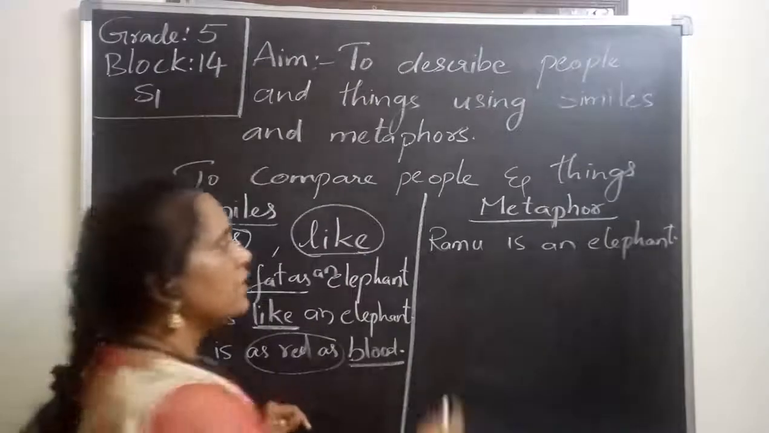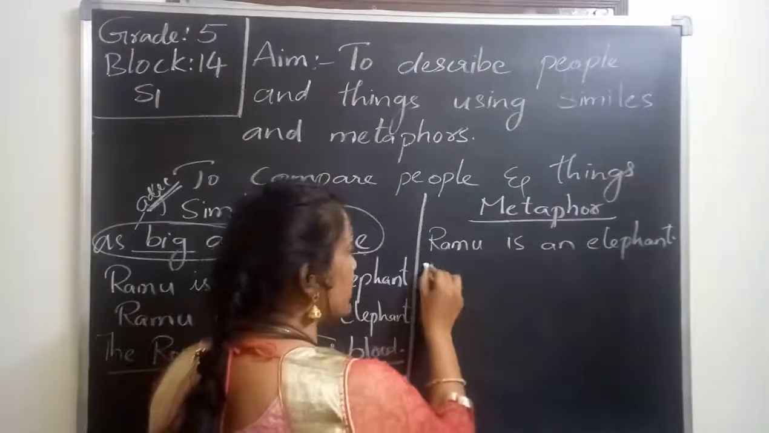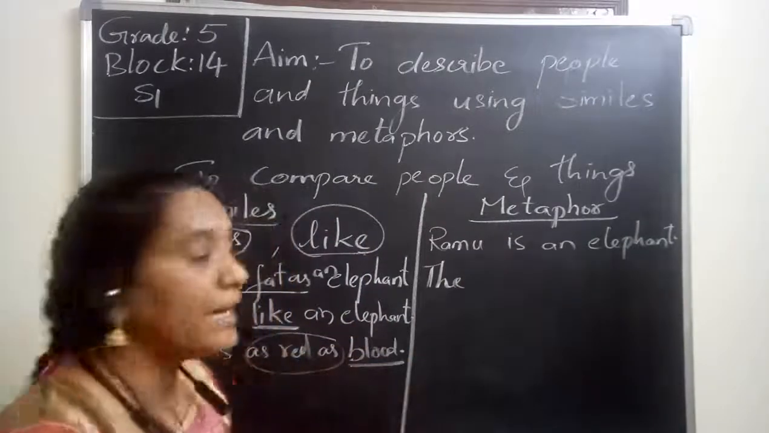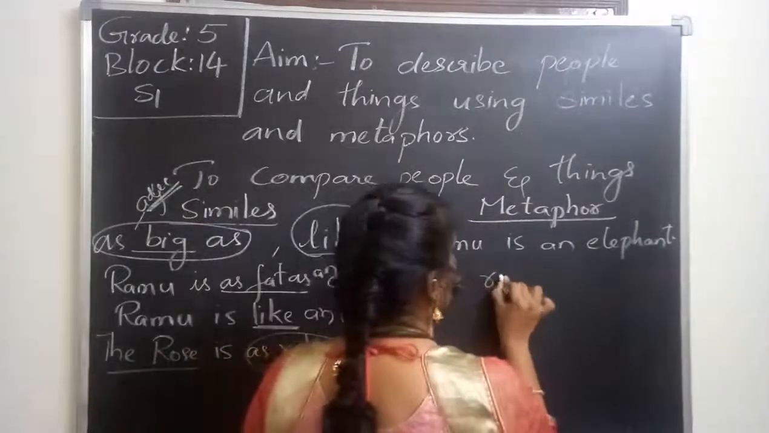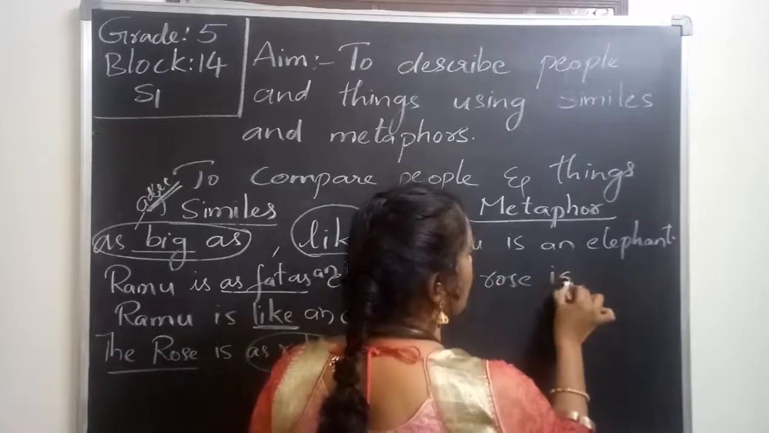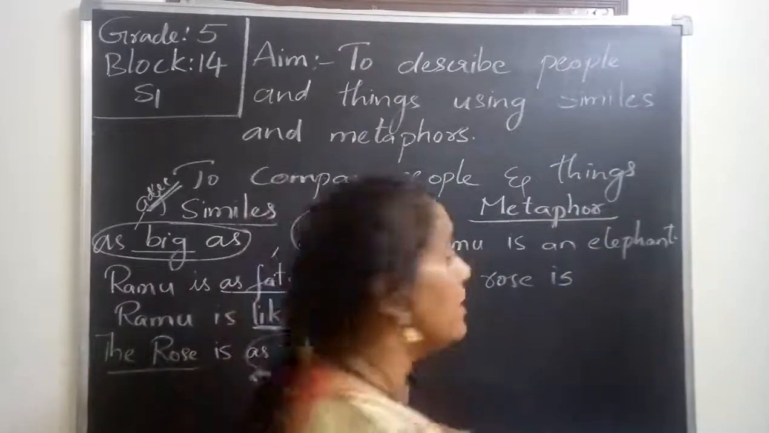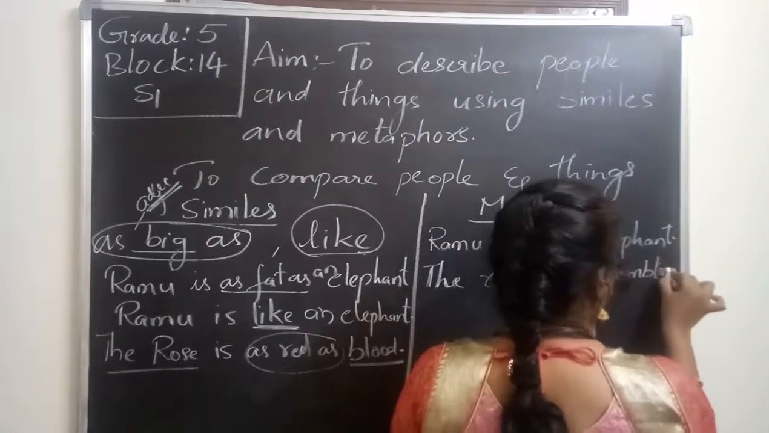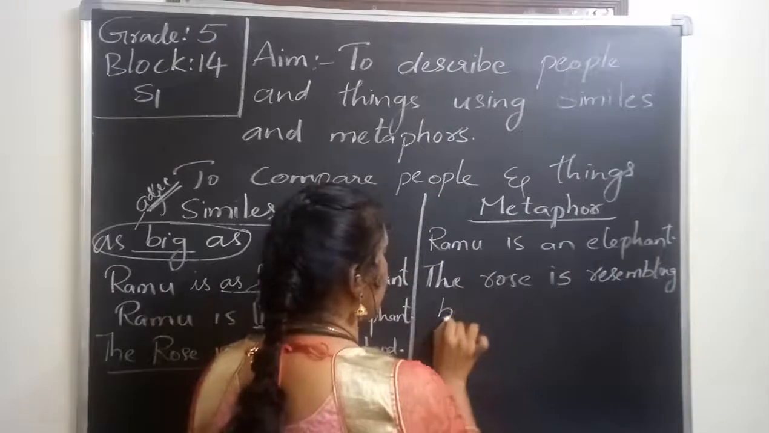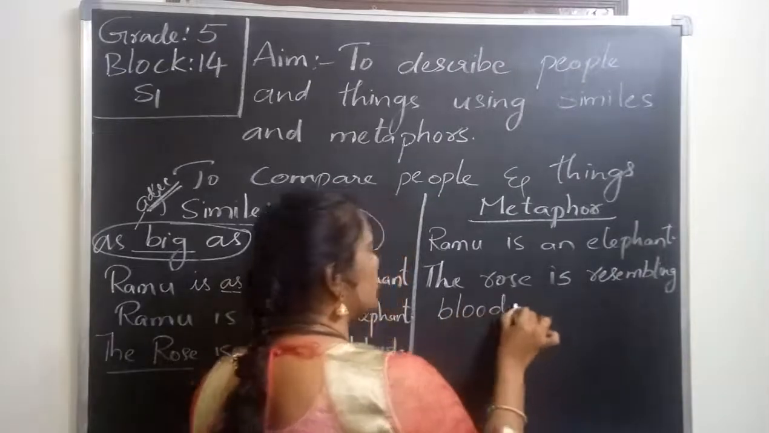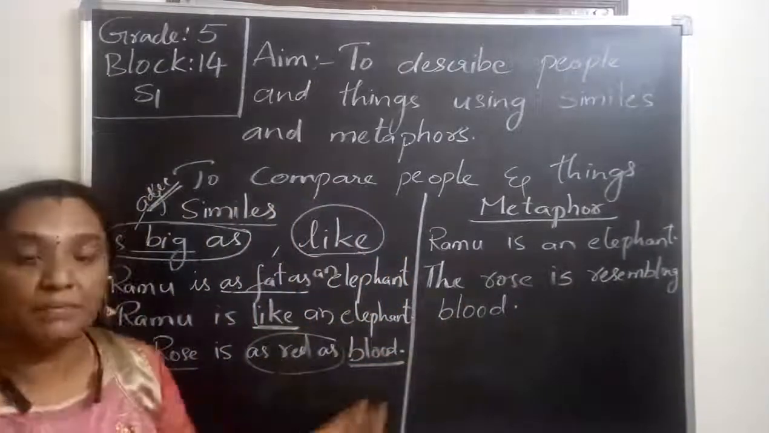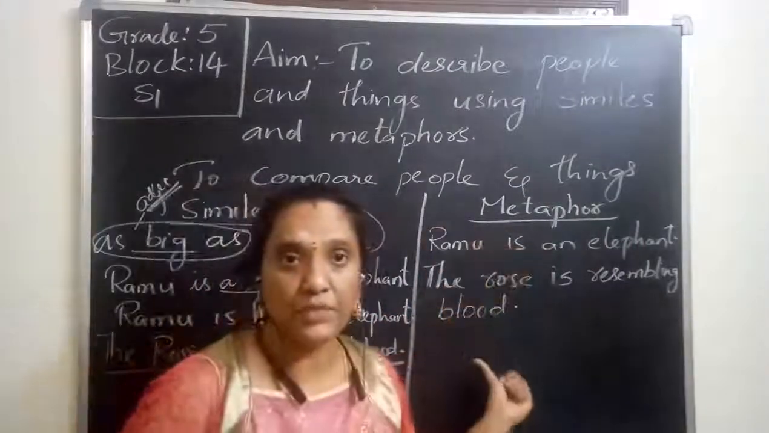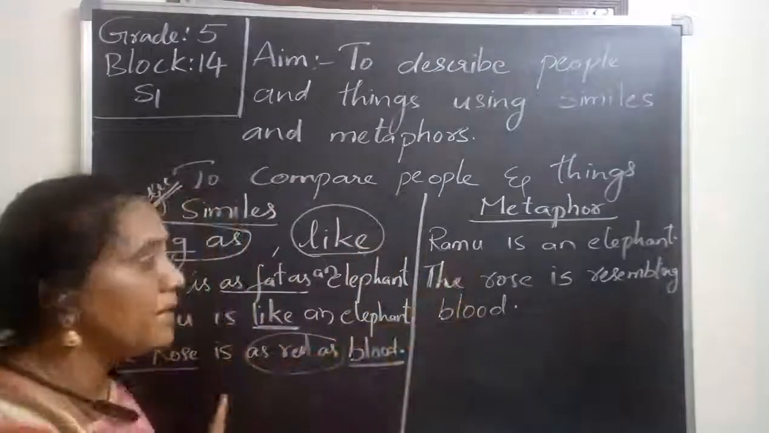Now, the rose is blood. When I am comparing the rose with blood, I can say the rose is resembling blood. It is resembling blood, meaning maybe the color; by seeing the rose itself we can say it is resembling the blood. So here the comparison is the rose with the blood. Here comparison is there, and here comparison is there.